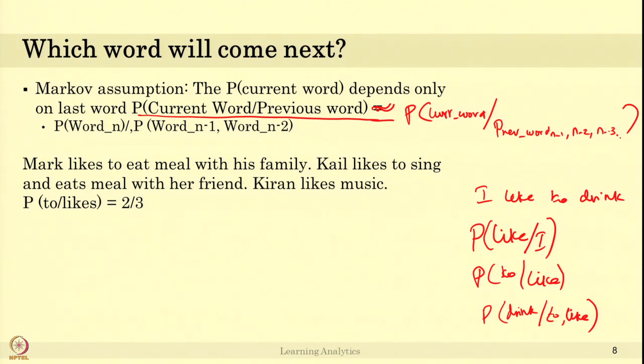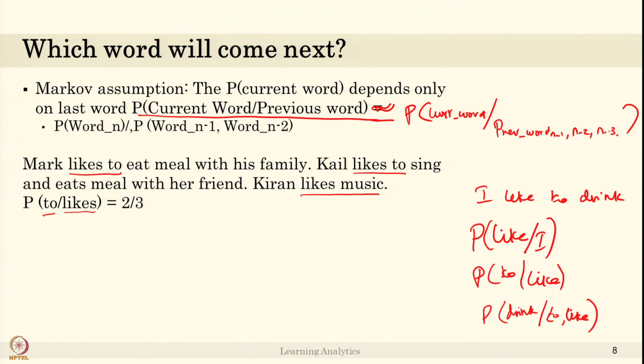Let us look at one simple example to understand this more clearly. Mark likes to eat meal with his family, Kyle likes to sing and eats meal with her friends, Kiran likes music. What is the probability that, given the current word is "likes", the next word will be "to"? "Likes to" occurs 1 time, 2 times, and 3 times, okay. There are 3 times "likes" and another word occurs. So in your bigram dictionary, you will have "likes to" and "likes music". How many bigrams start with "likes"? 3, but how many have "to" as the second word?